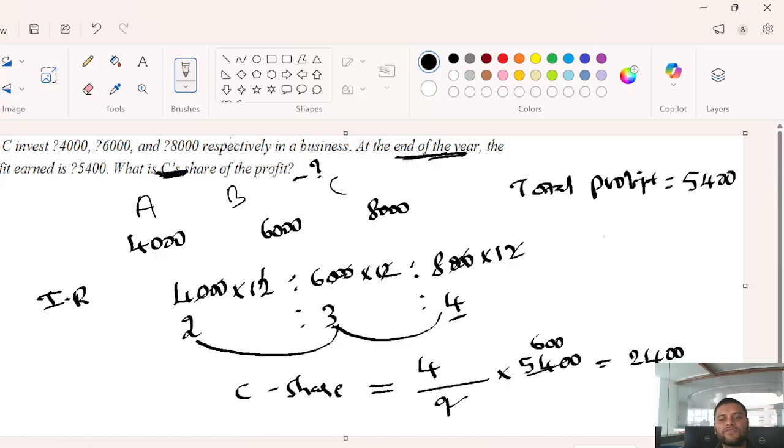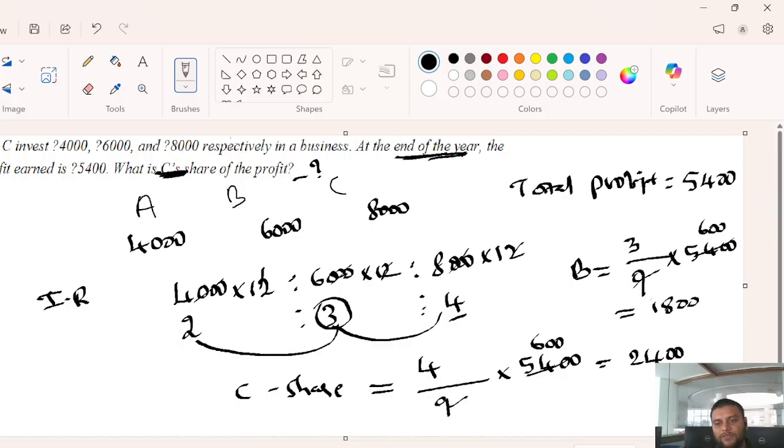If they're asking us to find the share of B, then B's share will be 3, which is representing B, divided by total parts in the ratio, that is 4 plus 3 plus 2, that is 9 parts, multiplied with 5,400. Again this value is 600, and B is going to have 1800 rupees. So in the total profit of 5,400, C is going to have 2,400, B is going to have 1800, and the remaining amount will be given to A as the profit.